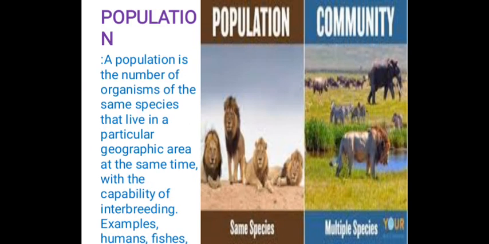Now, population. A population is the number of organisms of the same species that live in a particular geographical area at the same time with the capability of interbreeding. Examples include humans and fishes. If you take a look at this picture, you'll notice a species of lions. They can interbreed to produce their young ones.